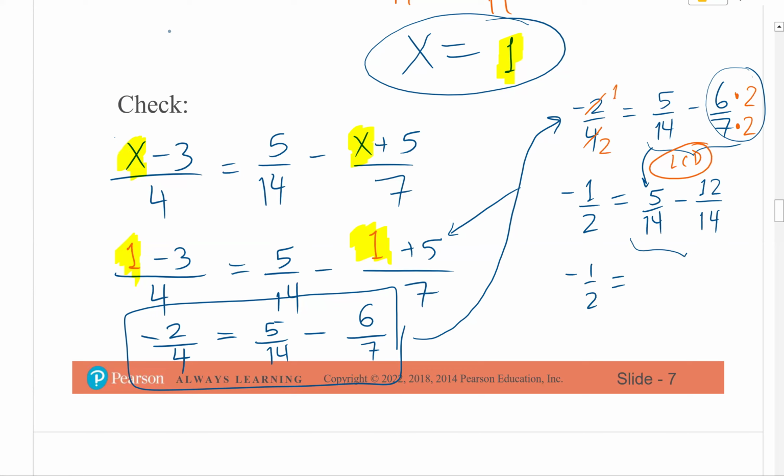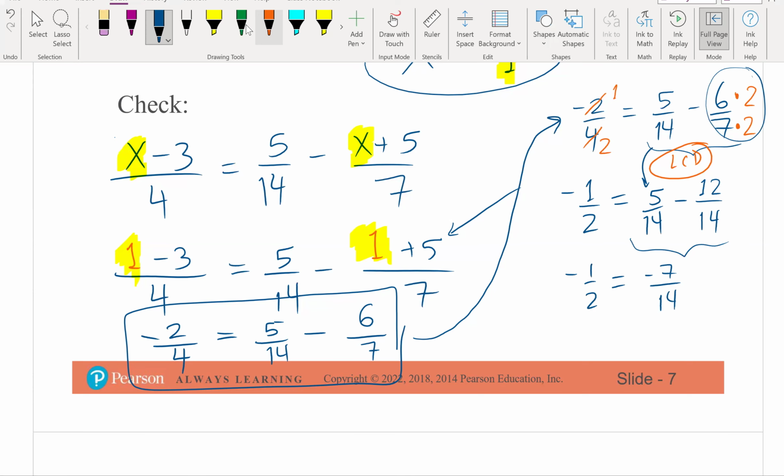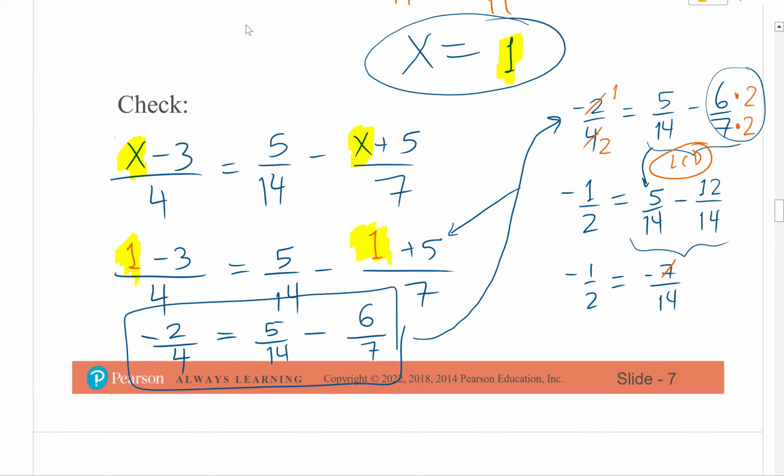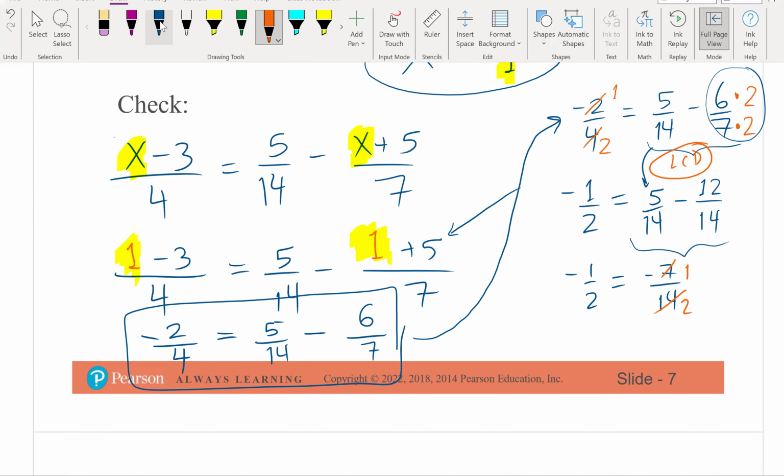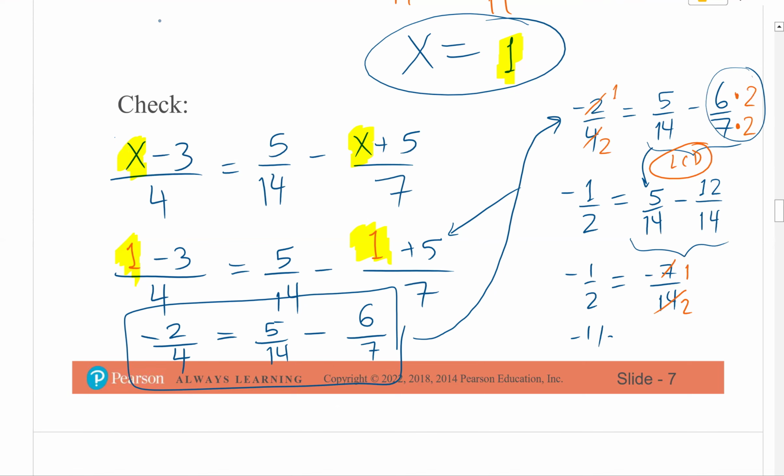Now I can subtract. 5 take away 12 is -7, right? Yeah. And that reduces, 7 goes into both numerator and denominator. 7 goes into 7 once, 7 goes into 14 twice. Look at that. I think it's the same number on both sides. -1/2 equals -1/2. Check. That means that our solution that we got, we must have done it right. It was x equals 1.